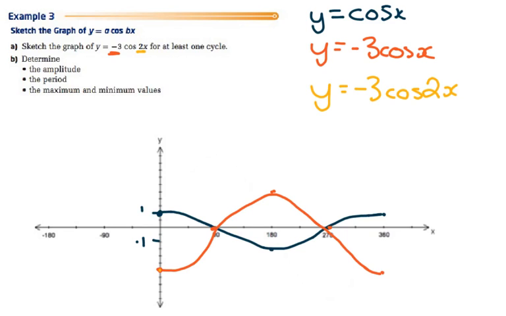First point's at 0, it will stay. Second point's at 90, divided by 2 goes to 45. Point at 180 divided by 2 goes to 90. 270 divided by 2 goes to 135. And 360 divided by 2 goes to 180. And then connect.